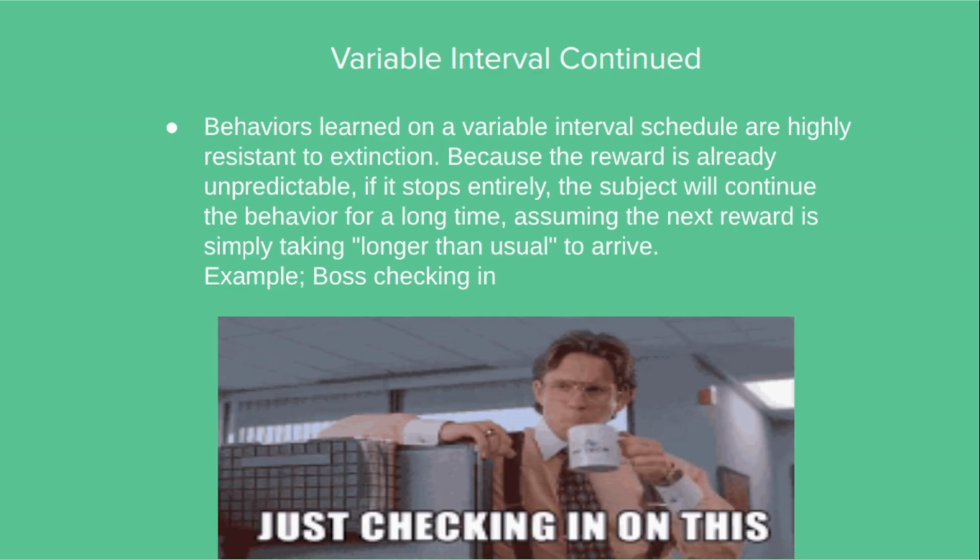So, variable interval continued. Behaviors learned on a variable interval schedule are highly resistant to extinction because the reward is already unpredictable. If it stops entirely, the subject will continue the behavior for a long time, assuming the next reward is simply taking longer than usual to arrive. An example is your boss randomly checking in.